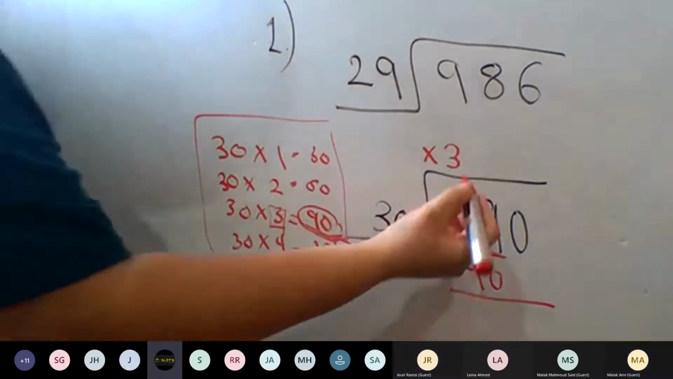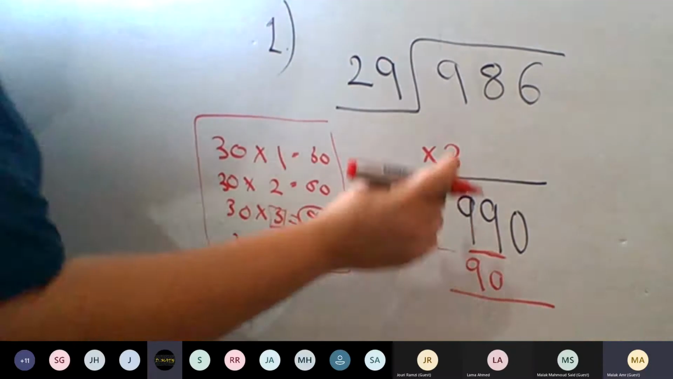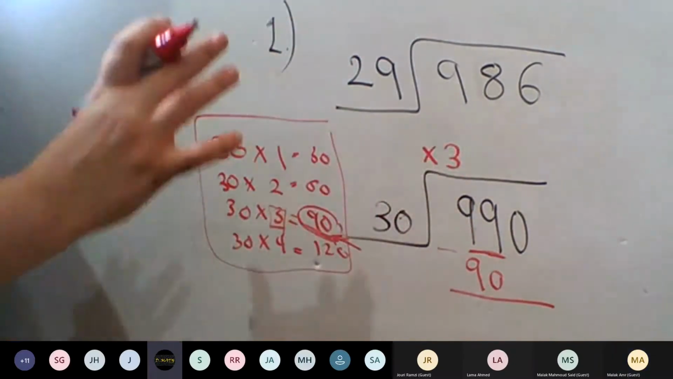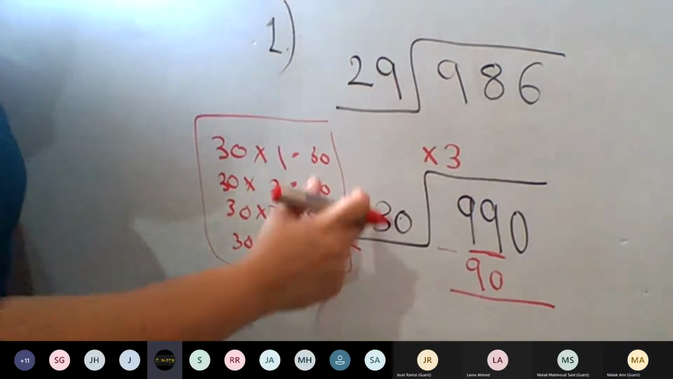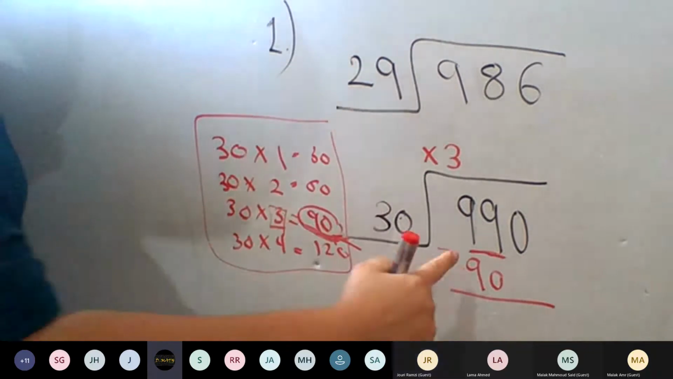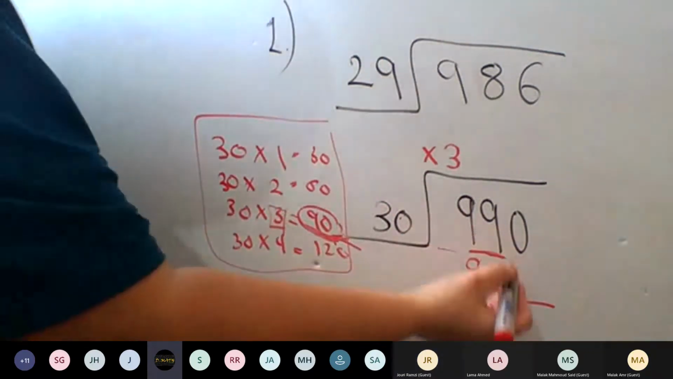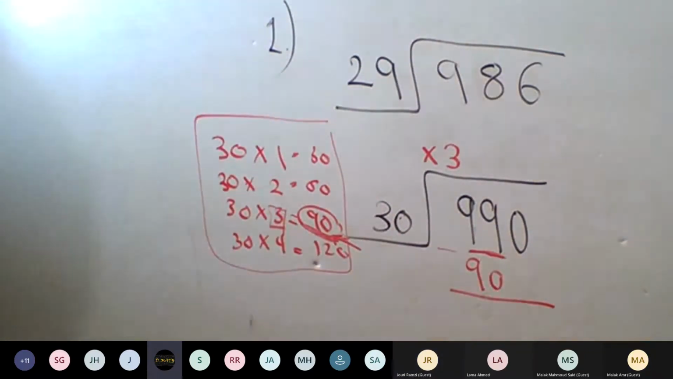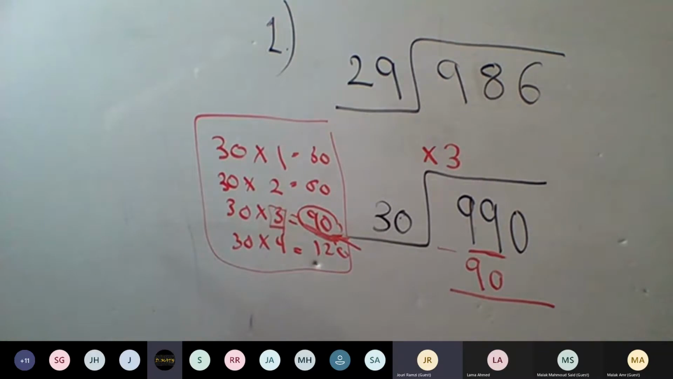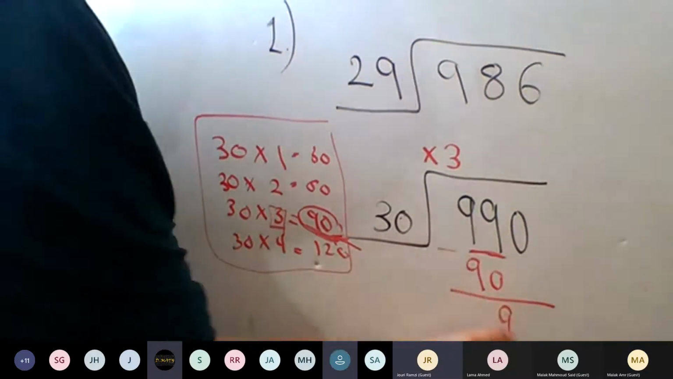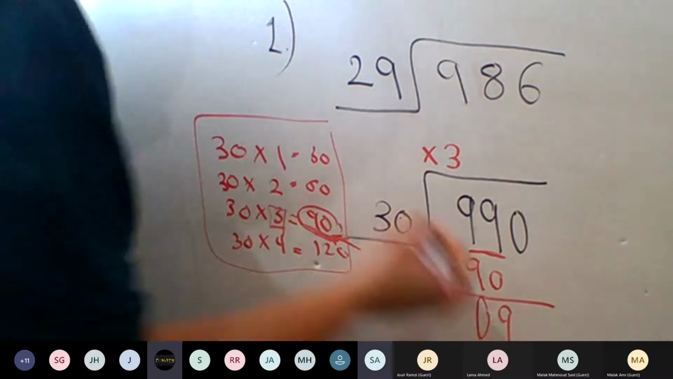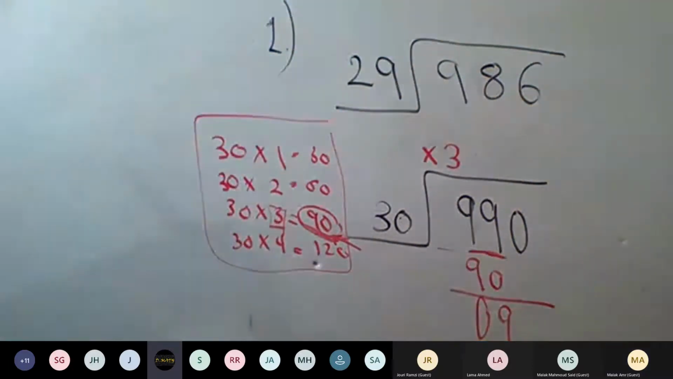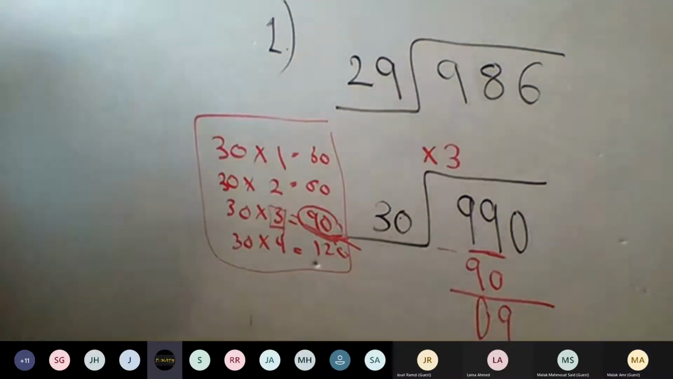Now let's subtract. After we multiply in long division, the first step is multiply. The second step is to subtract. 9 minus 0 is 9. And 9 minus 9 is 0. So the remainder here is 9. But you will put 0 down.